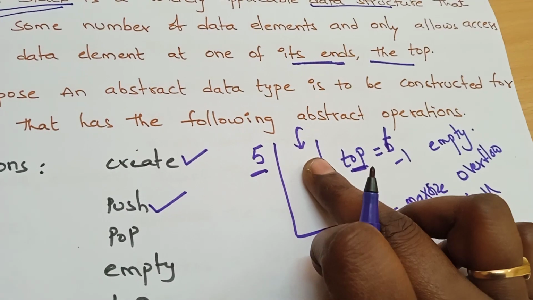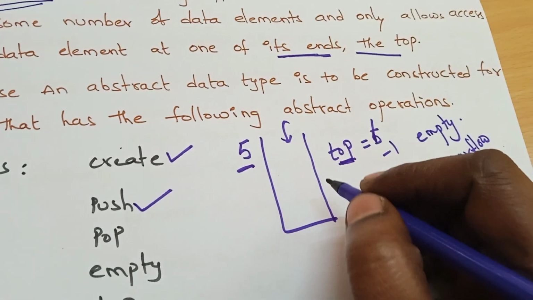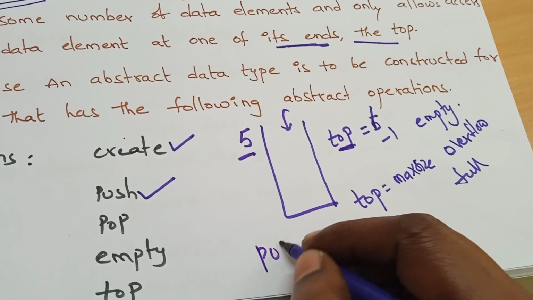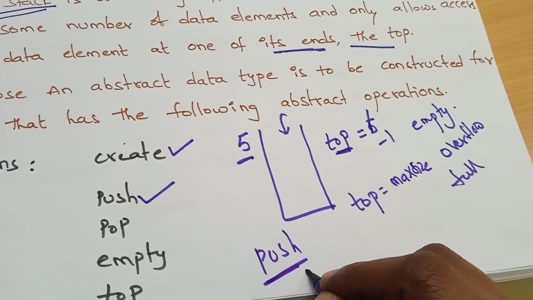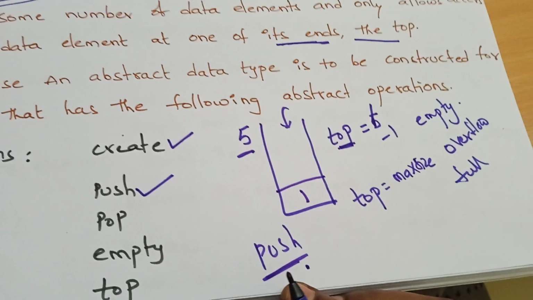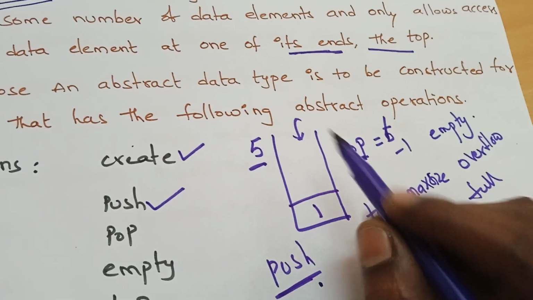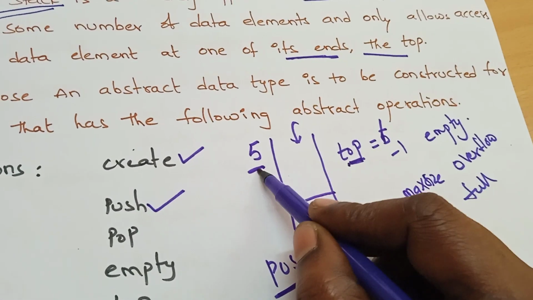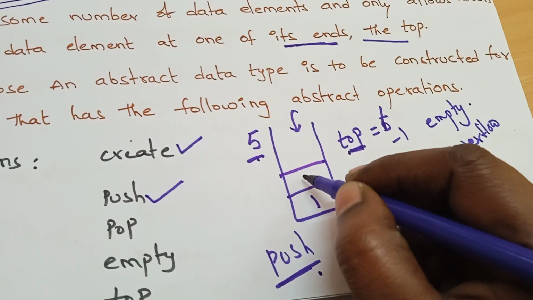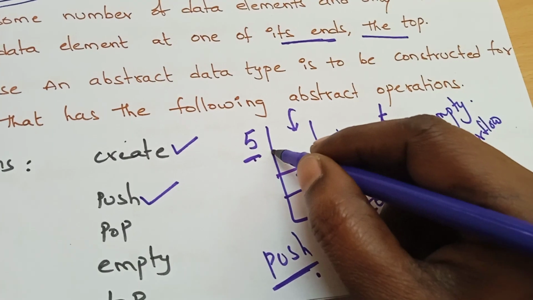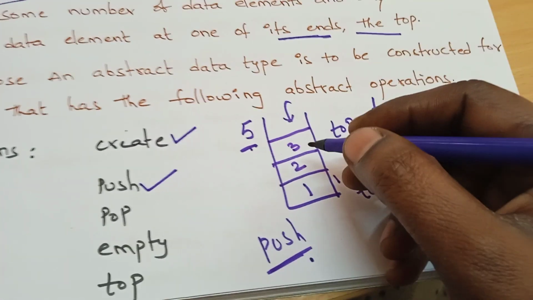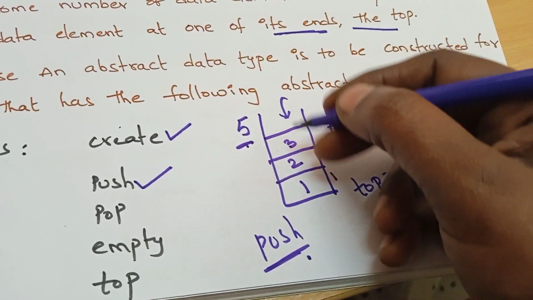Since the stack has only one end, top equal to minus 1 means it is empty. Now I am performing the push operation, which is inserting an element into the stack. Assume the element is 1, and the top is still not at size 5. It is the first position, then the second position, and I inserted the 2 element and the 3 element. That means I pushed these 3 elements into the stack.